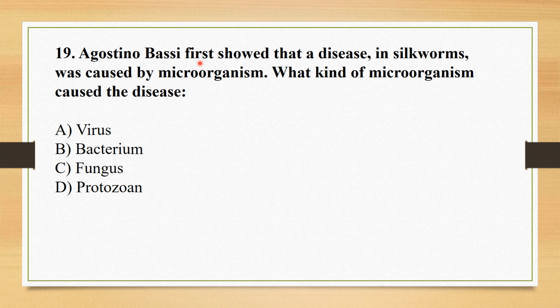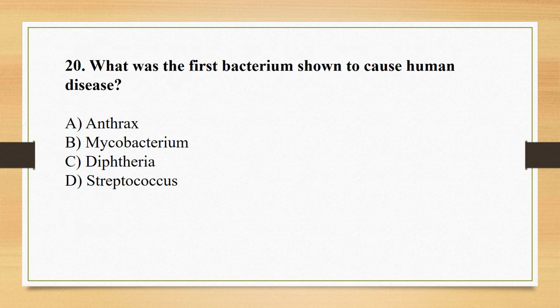Agostino Bassi first showed that a disease of silkworms was caused by a microorganism. What kind of microorganism caused the disease? It was caused by a fungus. What was the first bacterium shown to cause human disease? The first bacterium identified was anthrax, by Robert Koch.